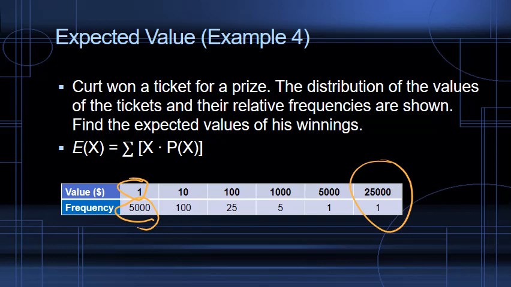What we're trying to find is the expected value. What is the weighted average of the chance of a winning ticket? We find that by this formula. E is the expected value of the discrete random variable, and X is the discrete random variable. It equals the sum of the discrete random variable times its probability. That's the mathematical definition of expected value.